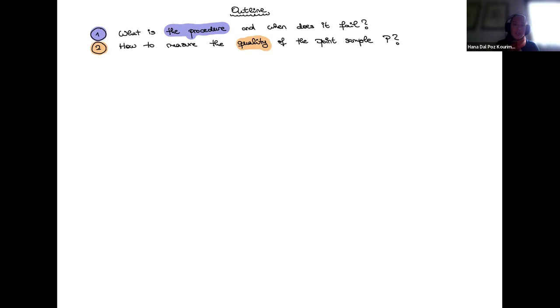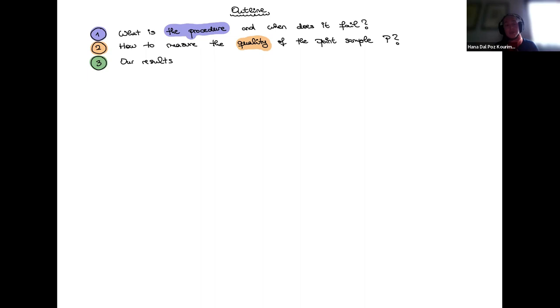All right, the outline. My talk will consist of three parts. In the first part, I want to look a little bit in detail at this procedure that I already described, and in particular tell you where the procedure fails. In the second part of my talk, I will tell you a little bit about how to measure the quality of a point sample P. So what parameters are used by the community to assess the quality of a point sample? And the third and the longest and most exciting part of the talk will be telling you about our methods and our results.